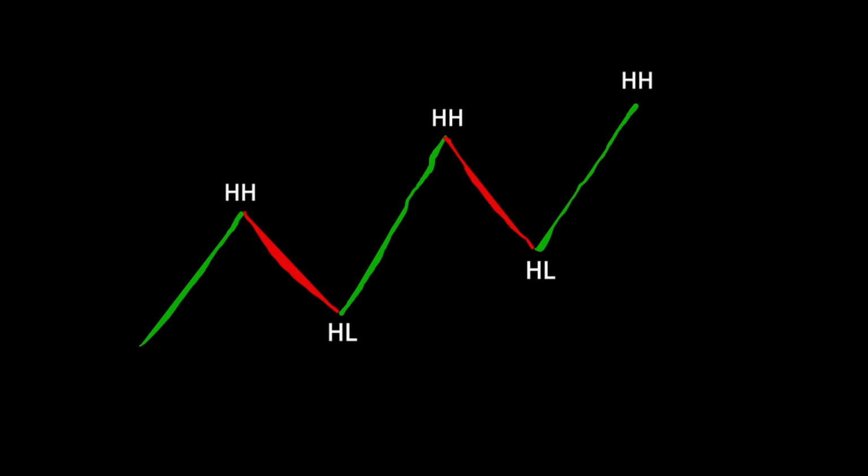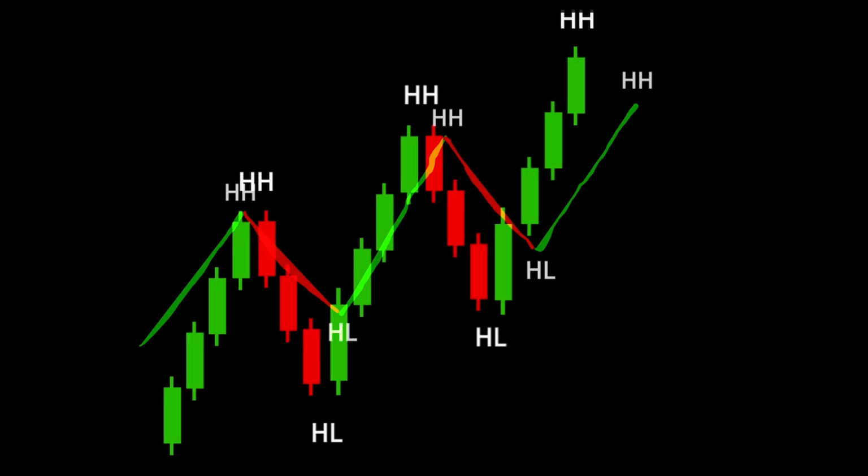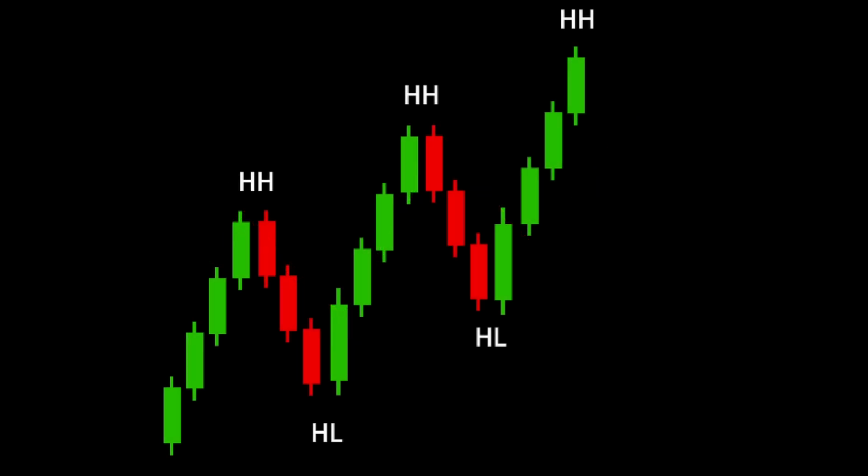So this is how an uptrend looks. See, this is the higher low and this is the higher high. This consecutive formation of higher lows and higher highs is called an uptrend. Let's change it into candles. Here we go. See, this is how it looks in candlesticks. It is clearly an uptrend.